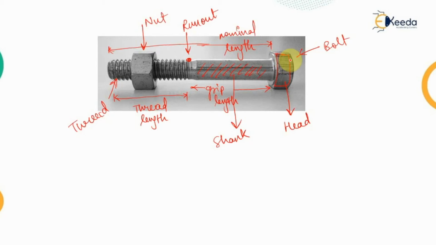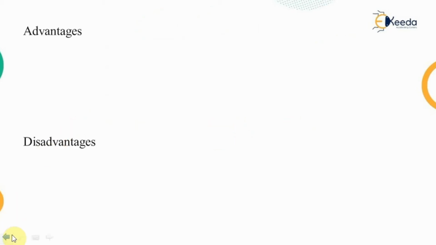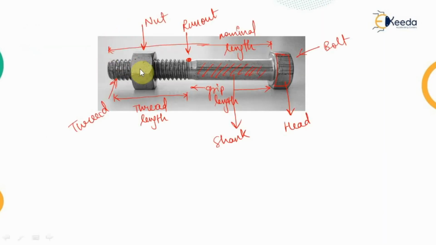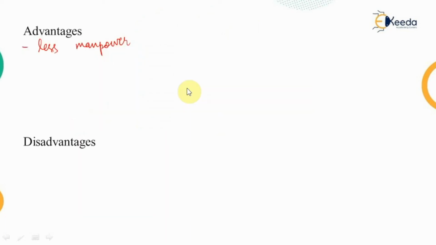The advantages of this bolt connection are that lesser manpower is required. Whenever we are providing the bolted connection, there is no need to heat up the bolt, and there is no need for hammering. We simply provide a hole in the plate, insert the bolt, and simply tighten the screw so that the grip length is suitably achieved in the connection. Therefore lesser manpower will be required in the case of the bolted connection.